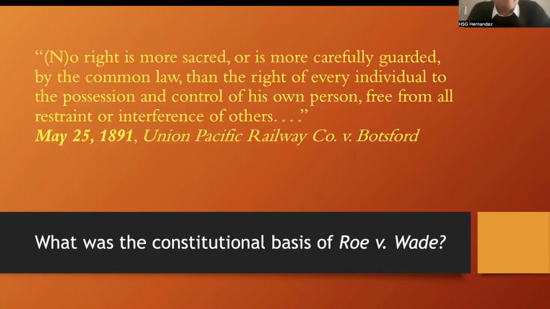So let me give you an example. One of the constitutional bases for Roe v. Wade was a court decision from May 25th, 1981, the Union Pacific Railway decision versus Botsford. And again, it goes back to stare decisis. It goes back to the concept of let's look at court decisions that came before to explain what rights are involved. And that's what the Supreme Court justices have to do.